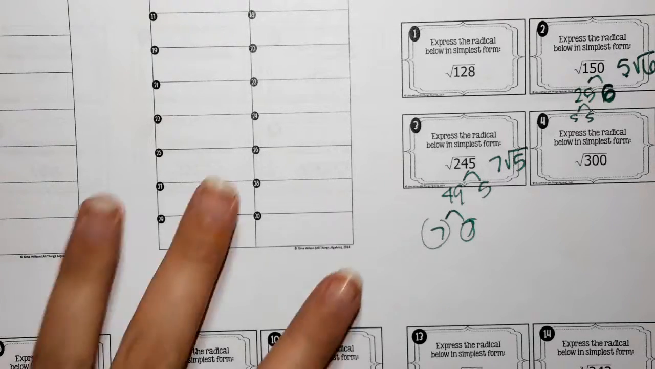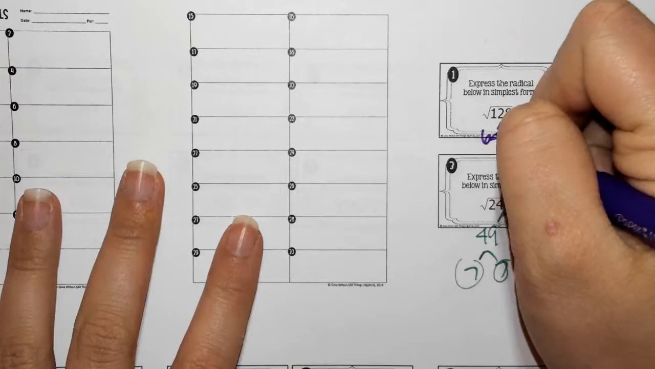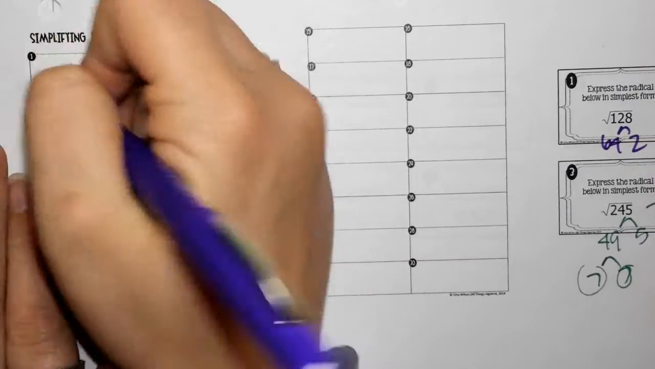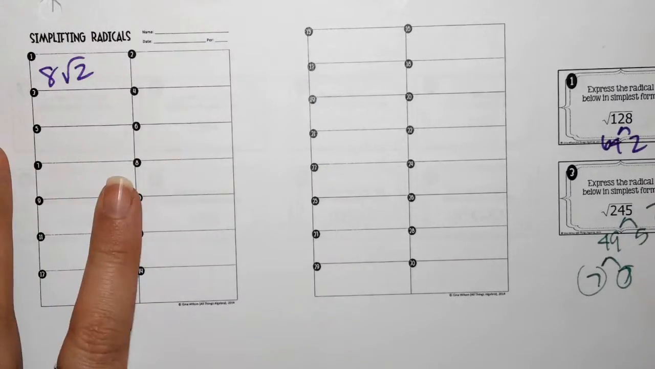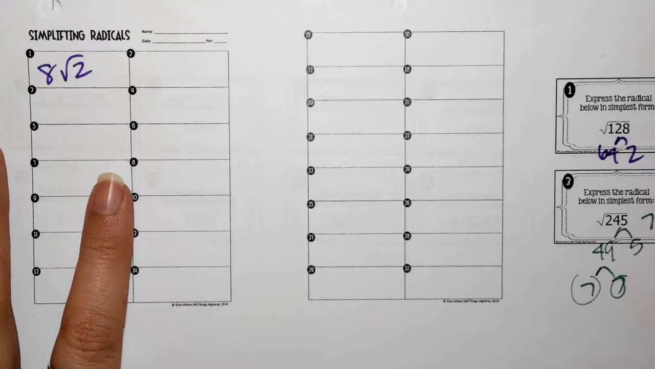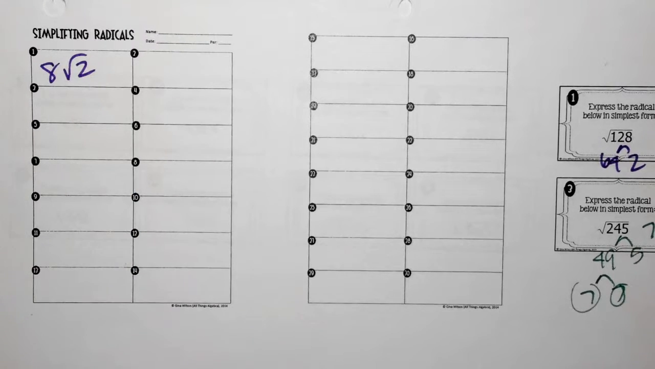All right, so for number 1, did you guys get 64 and 2? So you got 8 root 2. Look at us go. If they got it right, give them a check. If they got it wrong, don't put anything.